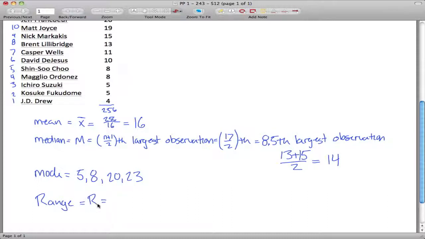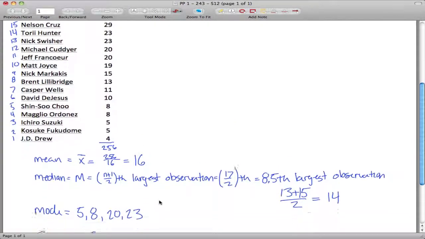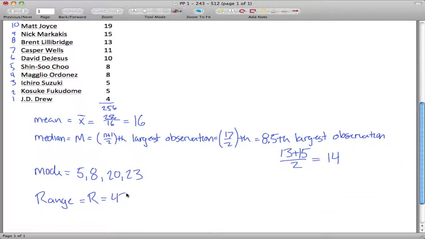The range, so this is our first measure of dispersion. You use a capital R for this. It is the largest observation minus the smallest observation. So 43 minus 4, which in this case is 39.